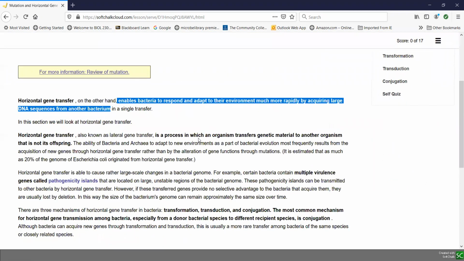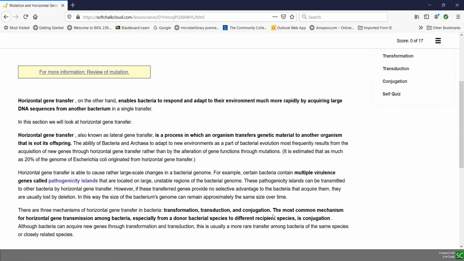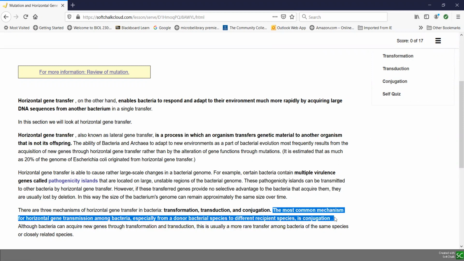And then if we scroll down a little, we have objective 2 on specifically horizontal gene transfer. So there's our definition for objective 2. And it tells you down here that the most common mechanism in bacteria is conjugation. So there's your answer for objective 2 on horizontal gene transfer. And you'd write those out.